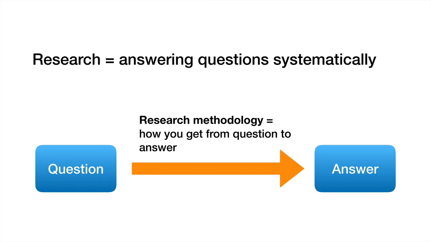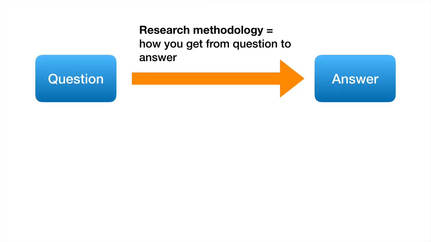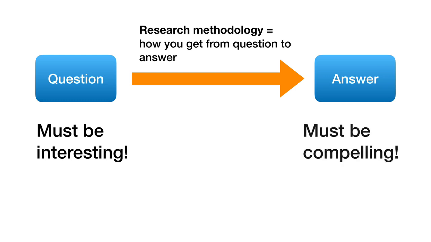So that is what research is, but what do we need to focus on to make this research successful? Simply put, successful research has two major components. On the one hand, the research question must be interesting, and on the other hand, the answer must be compelling. If your research question is not interesting, then nobody's going to care about your research, even if you find an answer. And if you have an interesting question, but your answer is not compelling, then nobody's going to do anything with your research. Nobody's going to cite your research, and nobody's going to do anything based on your research in practice.